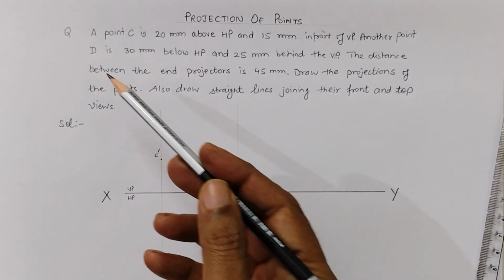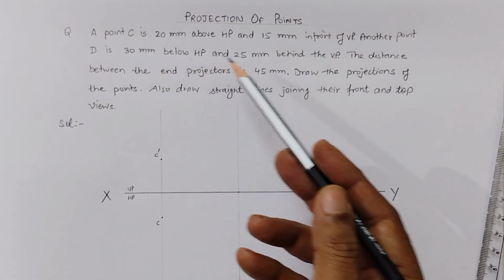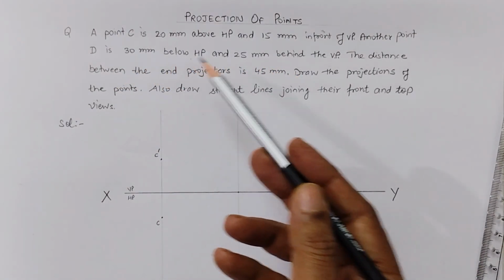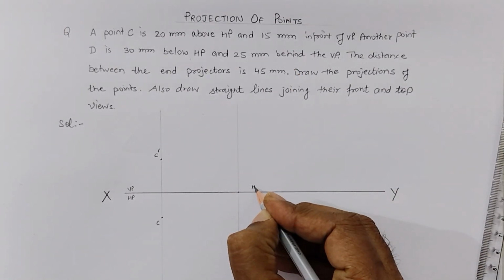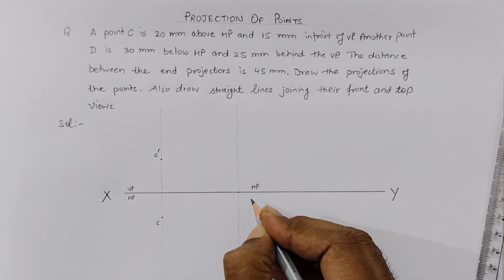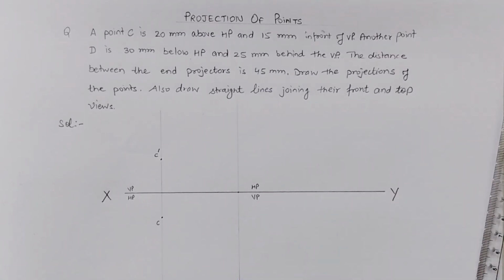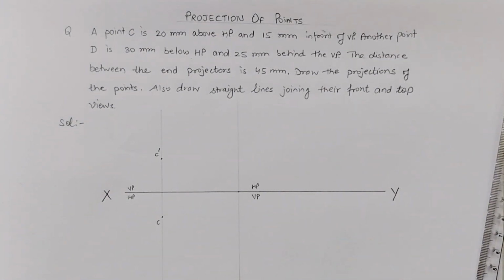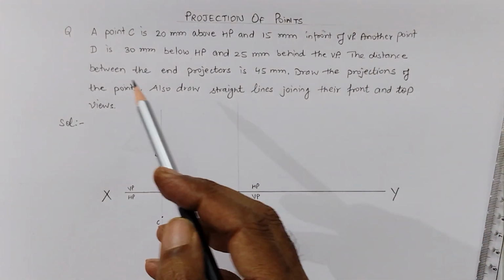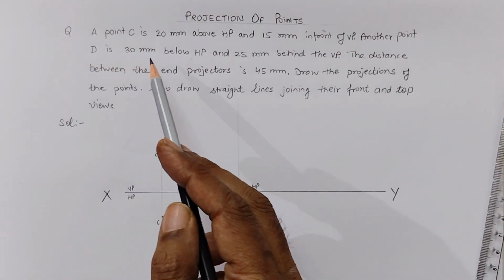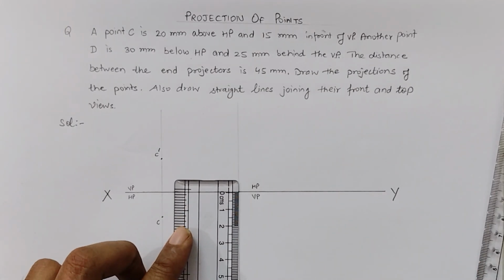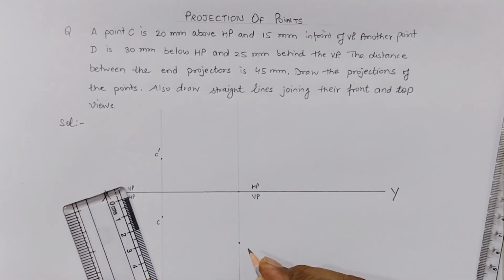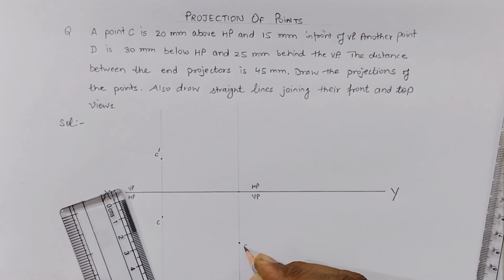Now point D is 30 mm below HP and behind VP. As it is below and behind VP, this is in the third quadrant. In the third quadrant, above XY is the horizontal plane, below XY is the vertical plane. So we will mark the respective distance. Point D is 30 mm below HP. So this side is HP. So 30 mm below HP means this is the distance of point D. So this is your front view.